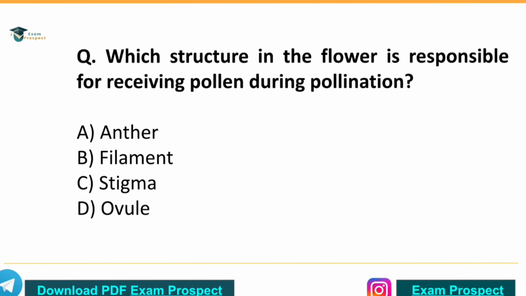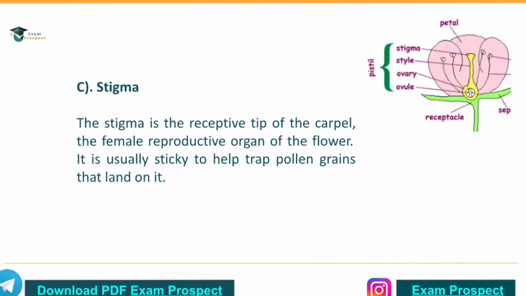Next question. Which structure in the flower is responsible for receiving pollen during pollination? Here the correct answer is stigma. Here the stigma is the receptive tip of the carpel, the female reproductive organ of the flower. It is usually sticky to help trap pollen grains that land on it.